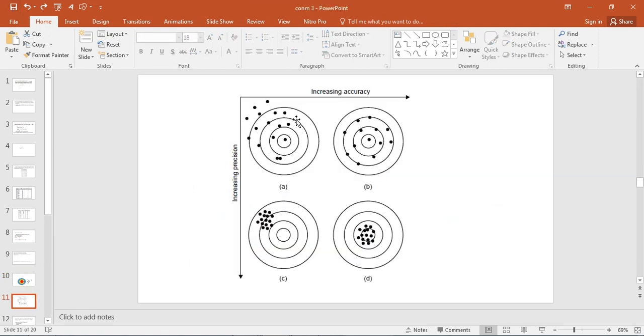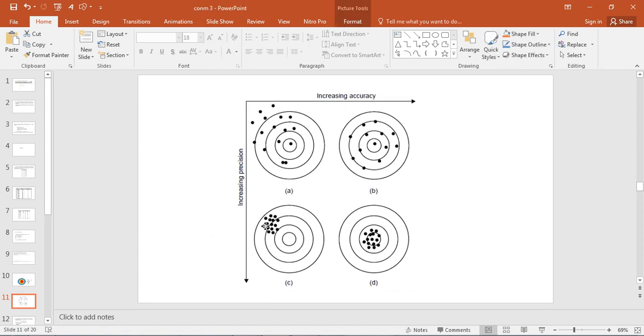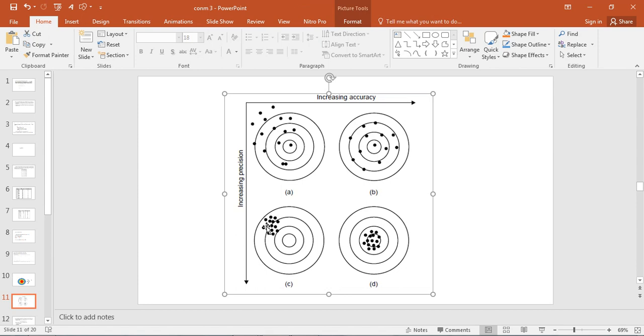I believe this can explain it better. As you can see, in this direction the accuracy increases. Obviously, this is more accurate as we go this way. And over here precision increases. See, these values are clubbed up at this point, so this has more precision.